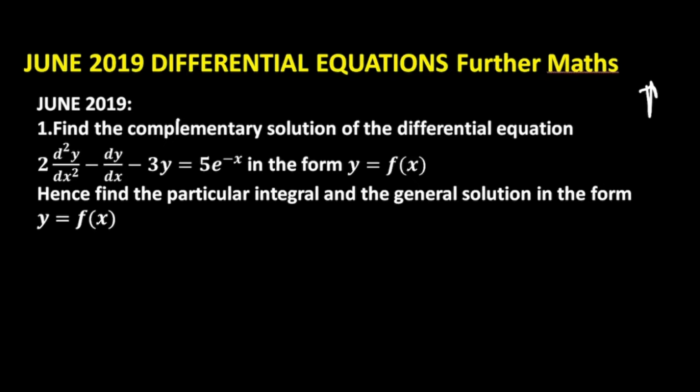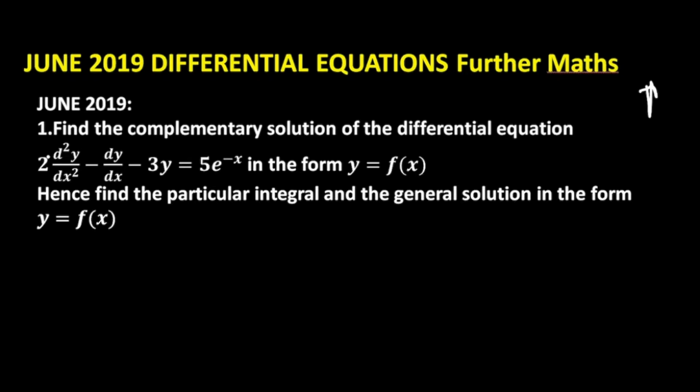So today we're going to be answering June 2019, and this will be question 1. Question 1 says: find the complementary solution of the differential equation 2d squared y all over dx squared minus dy dx minus 3y equals 5 e to the minus x in the form y equals f of x. Hence, find the particular integral and the general solution in the form y equals f of x.